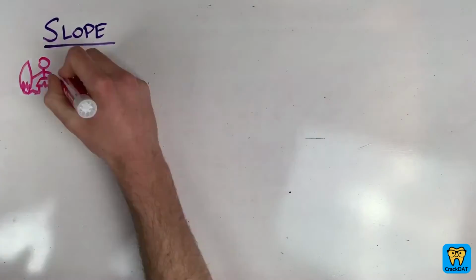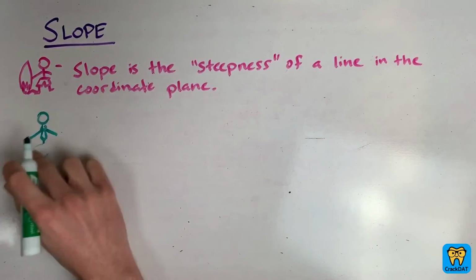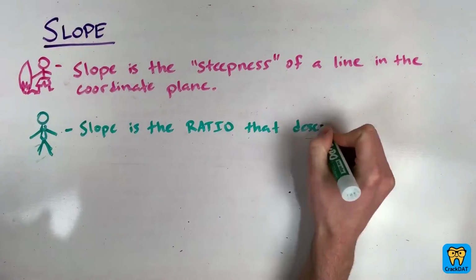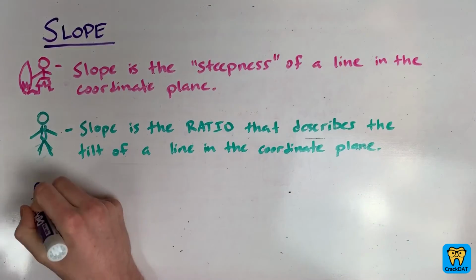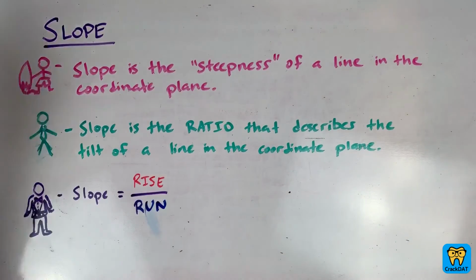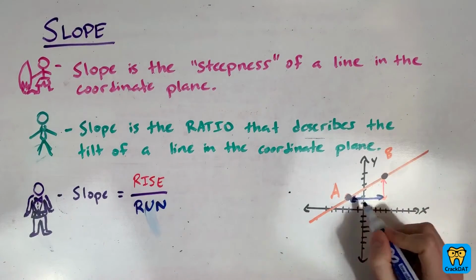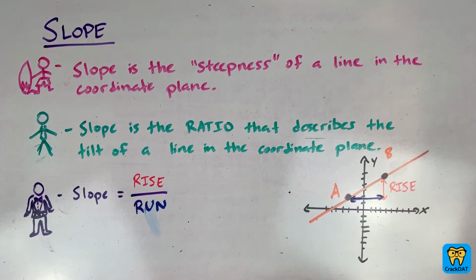Well, casually, slope is just like the steepness of a line. Business casually, slope is the ratio that describes the tilt of a line. And formally, slope is equal to rise divided by run, where rise is how much a line goes up or down between point A and point B, and run is how much a line moves right or left from point A to point B.